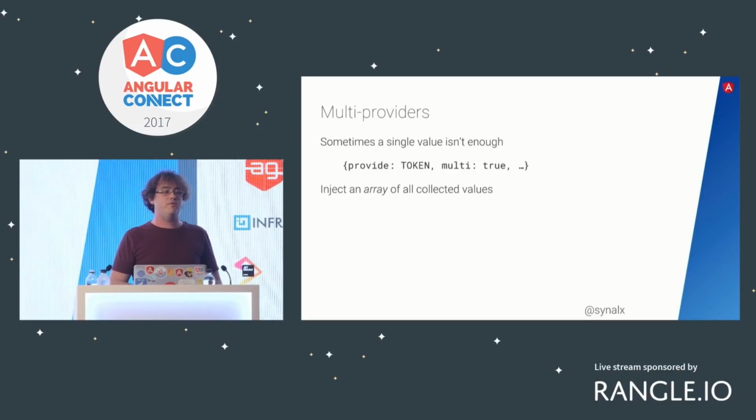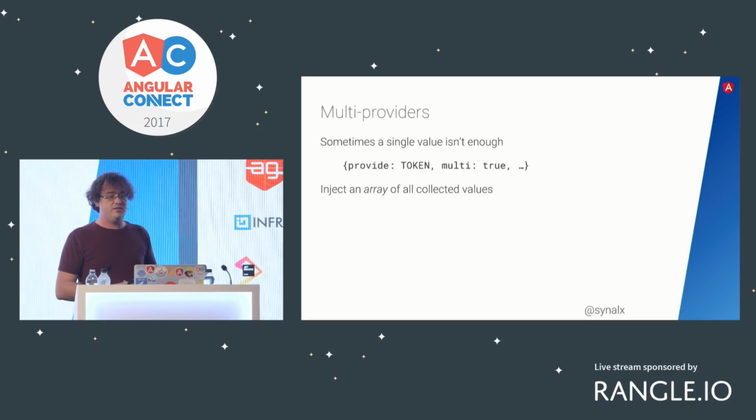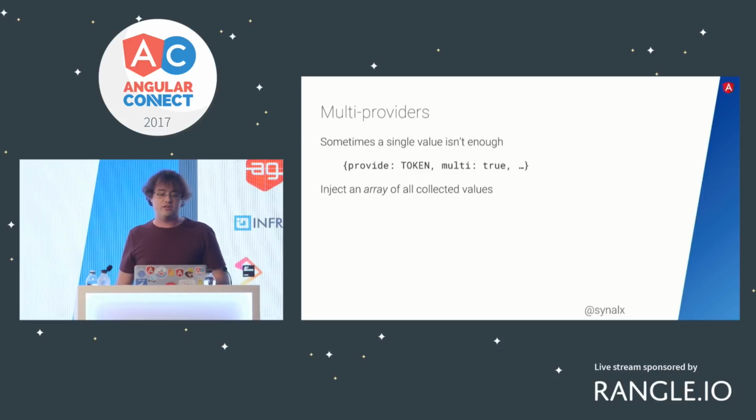And that's called a multi-provider. And they're relatively easy to use. You just have to specify multi: true when you're providing values for tokens. And Angular will take care of collecting them all and injecting them as an array.